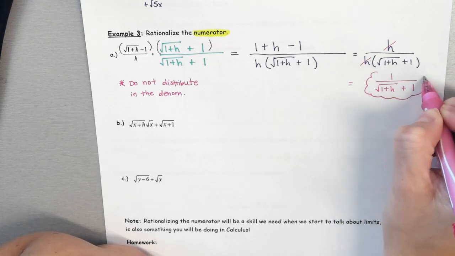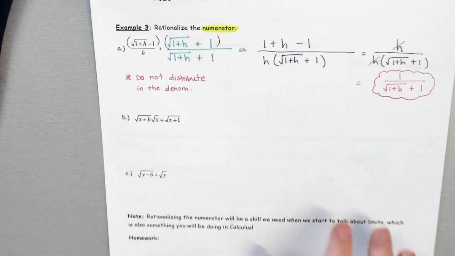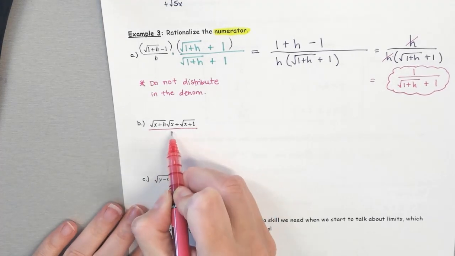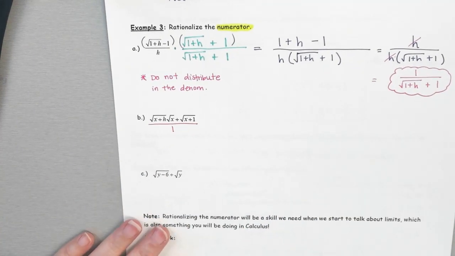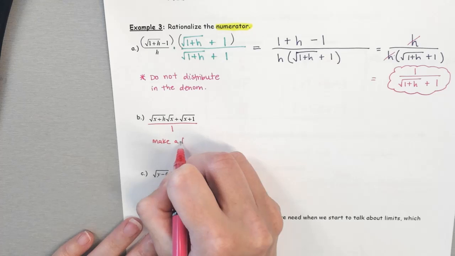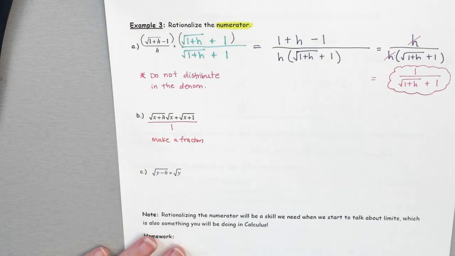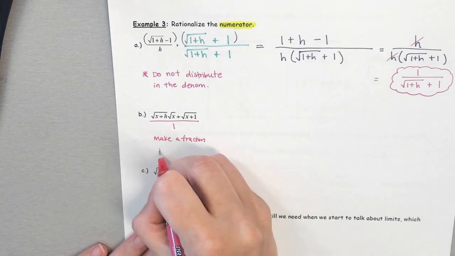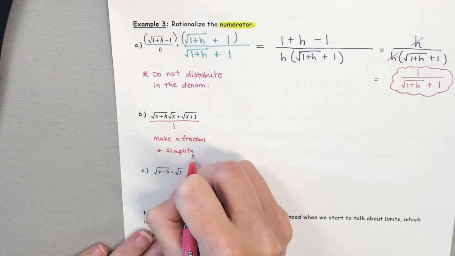Again, I know that probably feels a little strange, but there are going to be connections later on down the road. And then if they ask you to rationalize the numerator, and there's technically not a numerator because you don't have a fraction, that just means this whole thing is over 1. We're going to make it a fraction. Okay, and we're going to simplify the numerator.